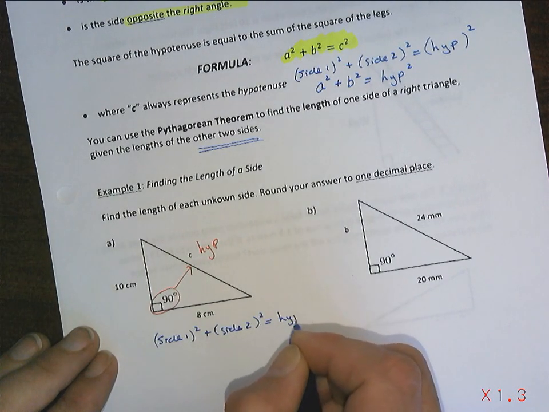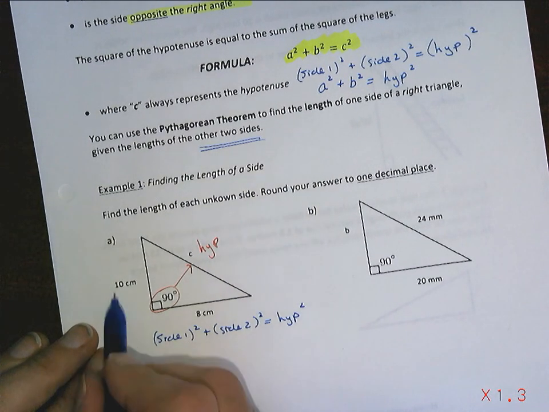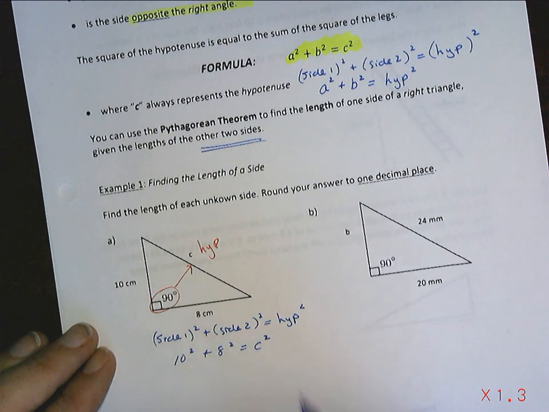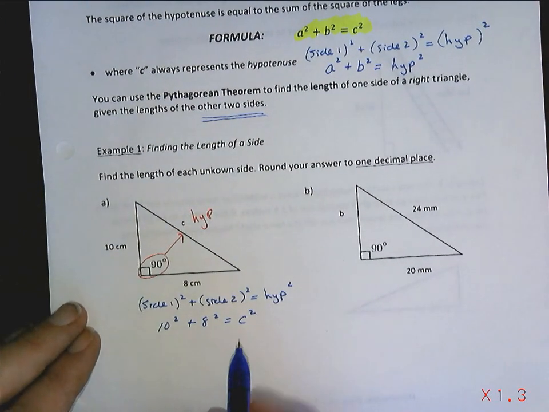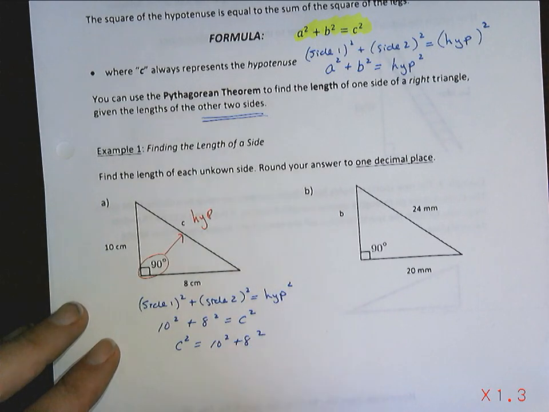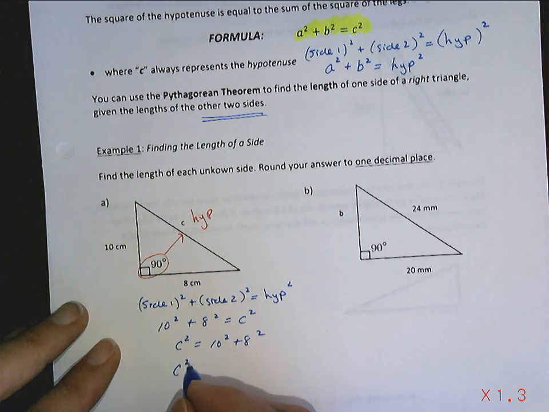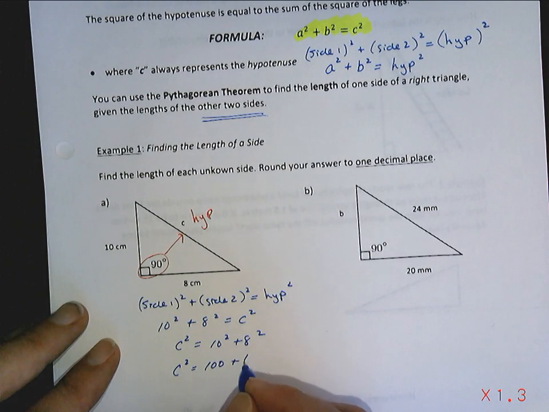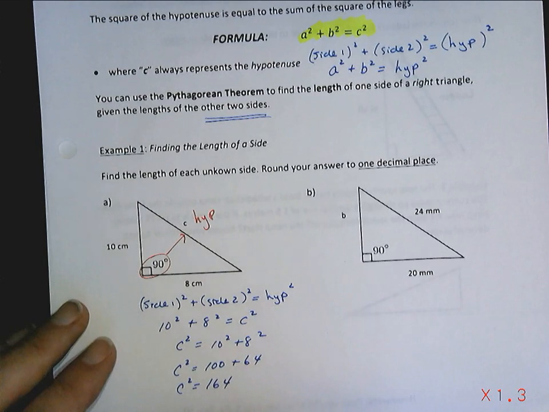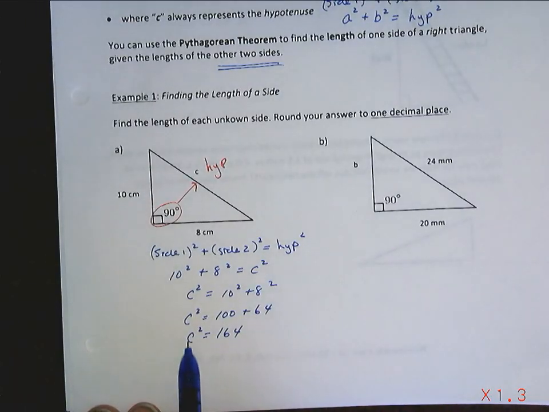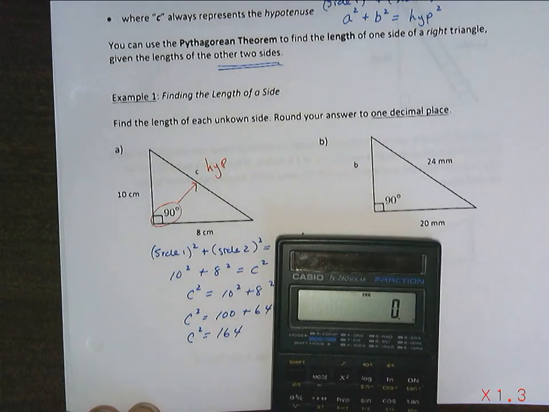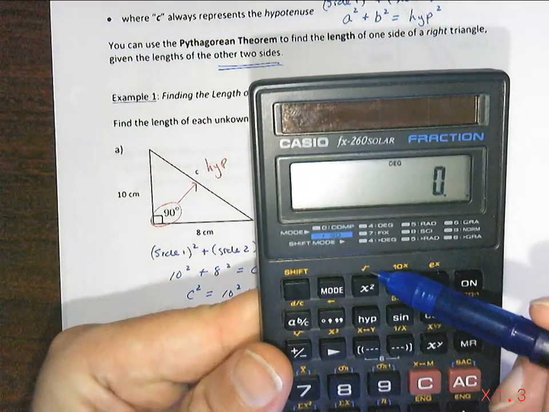equals hypotenuse squared. So, it's going to be 10 squared plus 8 squared equals c squared. Look what I do now. I rearrange it. I change these to numbers that I'm more comfortable working with. I add them together, and I get 164. But that is c squared. That's the area off this side. I have to use my calculator. I have to use my square root button.